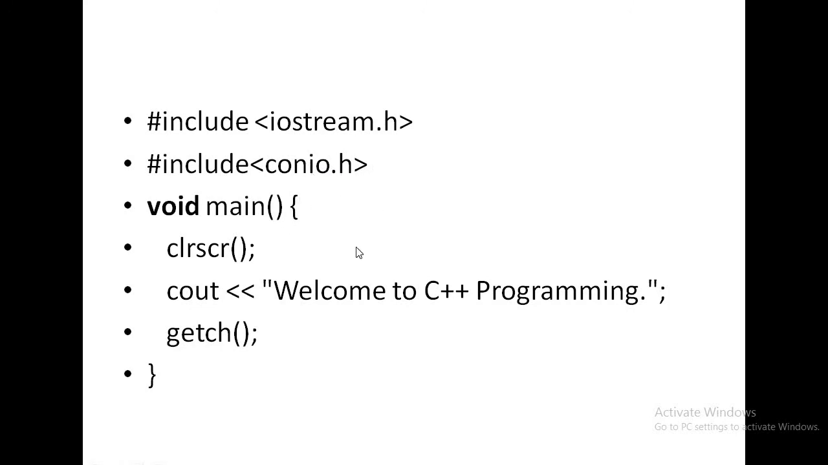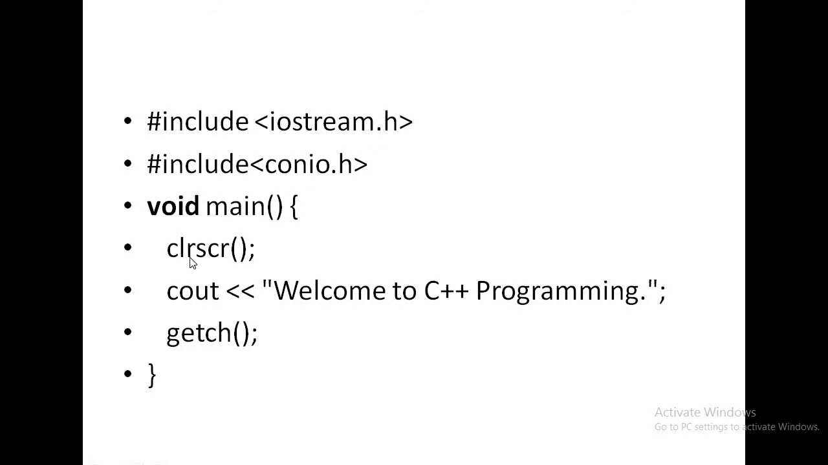Whenever I want to use the clrscr library function and the getch library function, these two library functions are present in the conio.h header file. So whenever I am using these two functions in my program, I must include conio.h at the top of the program. For the clrscr and getch library functions, I am using conio.h. For cout, I am using iostream.h.